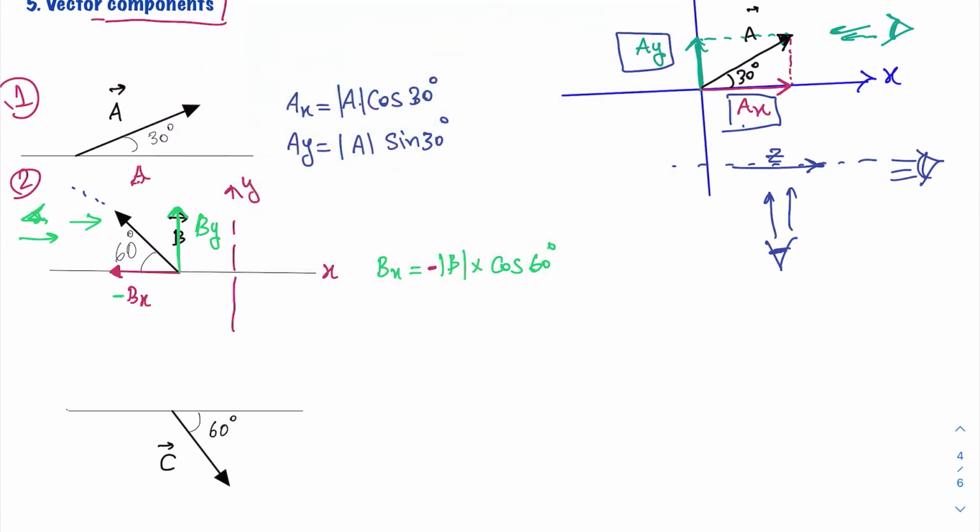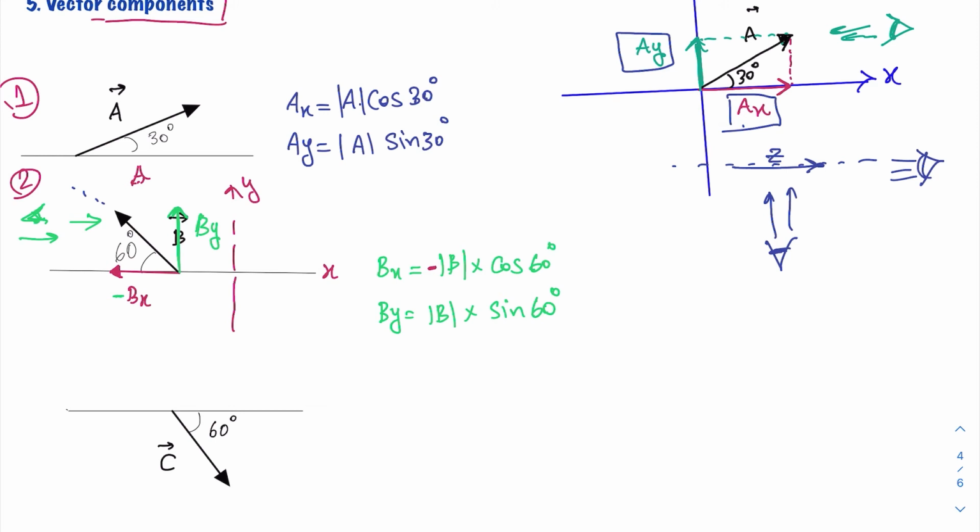And how about the vertical component, or y component? Since it's towards up, or to the north, or due north, it is positive. So therefore we don't need to add any negative here. So I will write the magnitude of b times sine 60 degrees.